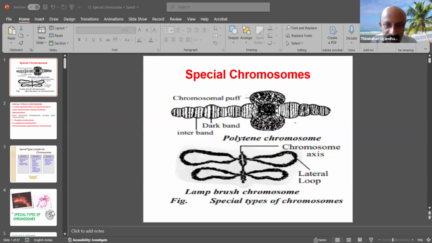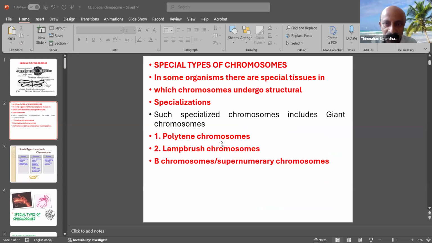Okay, proceed. Genetical variability and structurally, functionally different to the normal size of the chromosomes, which are found in special organs of animals and plants. That is called special chromosomes. In some organisms there are special tissues in which chromosomes undergo structural specialization. Three types of special chromosomes are found in animals.